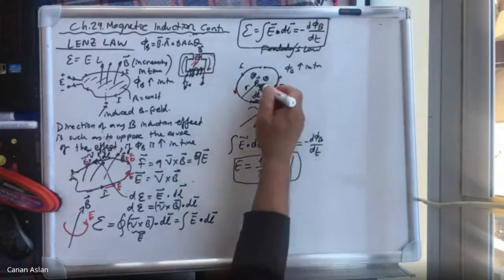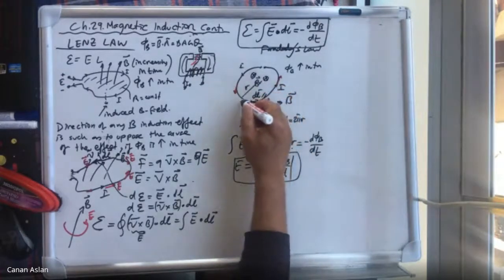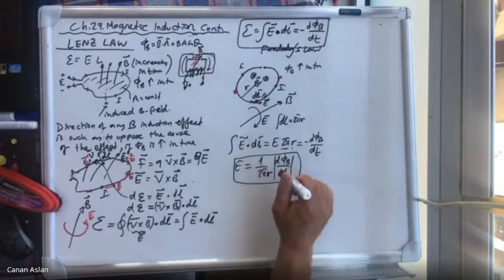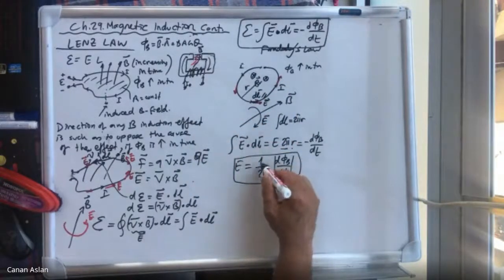So from the center, if the radius gets bigger and bigger, the electric field becomes smaller and smaller because it is inversely related to the radius.